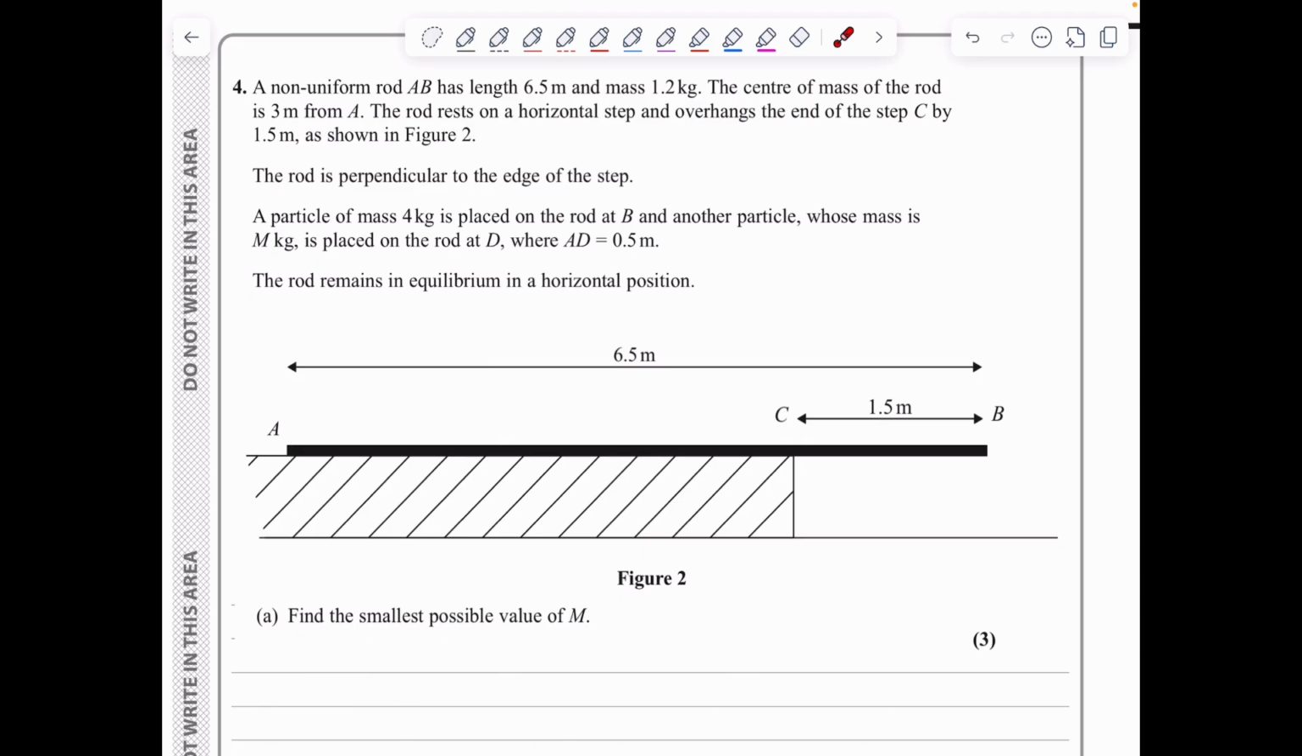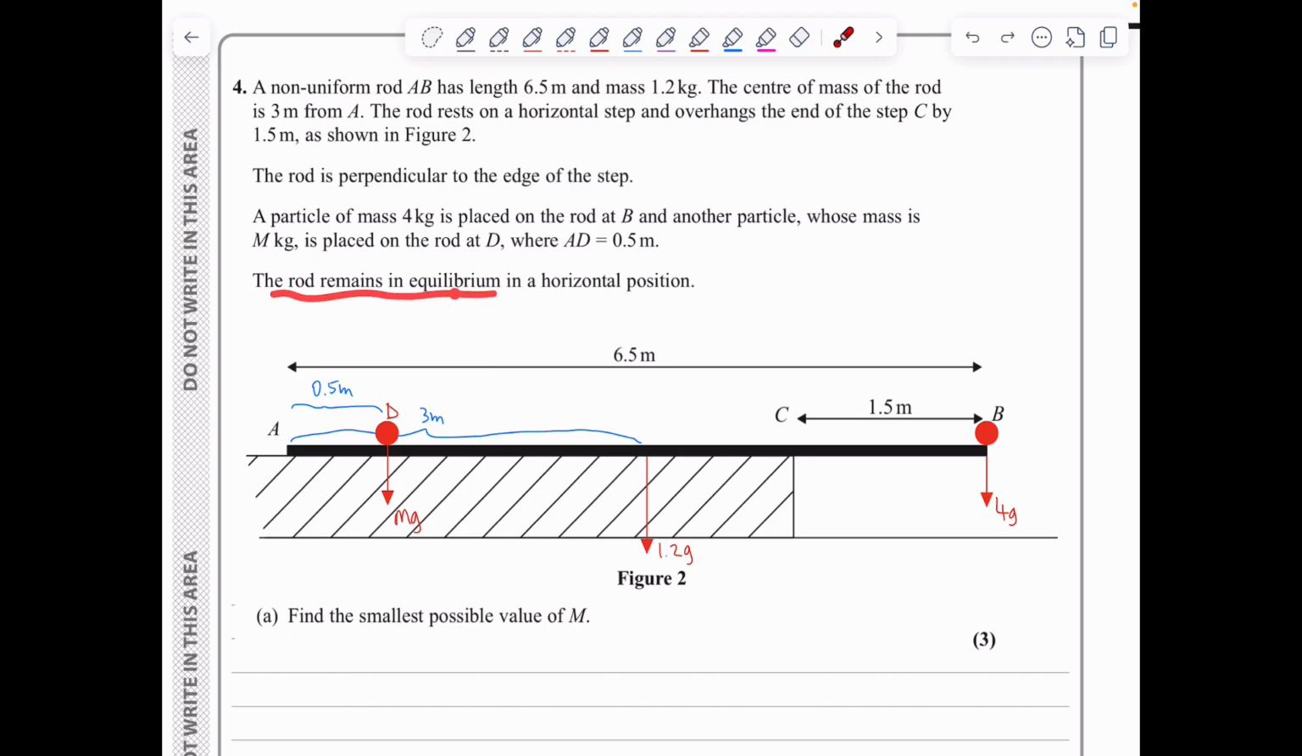We start with the weight of 1.2g. This at a distance of 3 meters from A. We then proceed with the particle placed at B having a mass of 4 kilograms, so 4g acting on B. And then we've got D, where AD is 0.5 meters, with a particle with a mass of capital M. So D is here. We've got Mg acting on D. The distance AD is 0.5 meters.